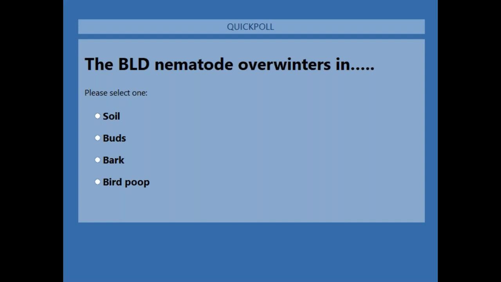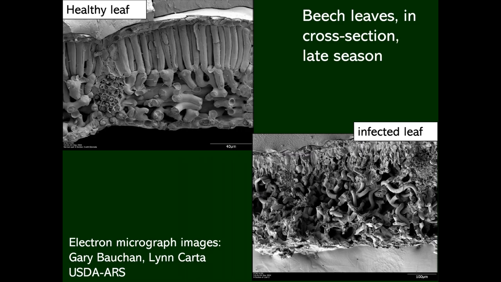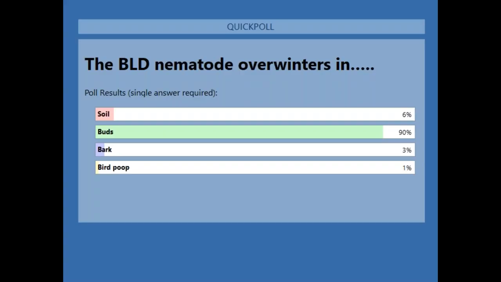10 more seconds before we end this poll. And here are the results. 90% said buds, 6% said soil, 3% said bark, and 1% said bird poop.